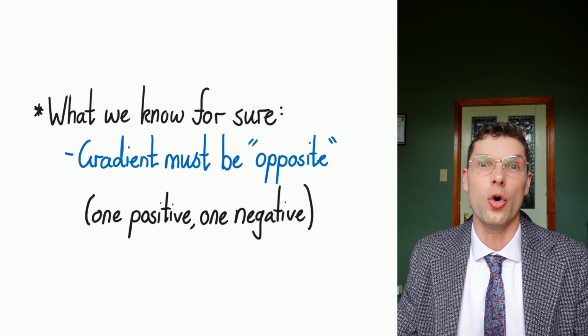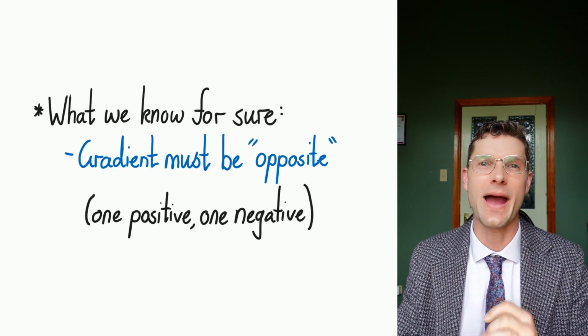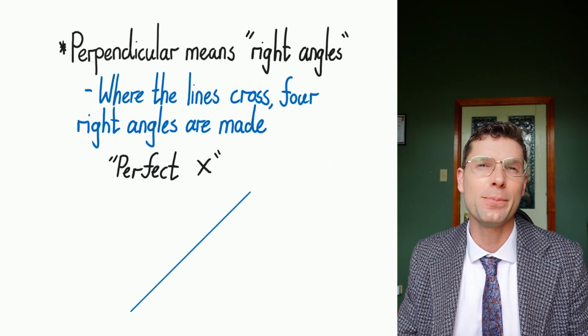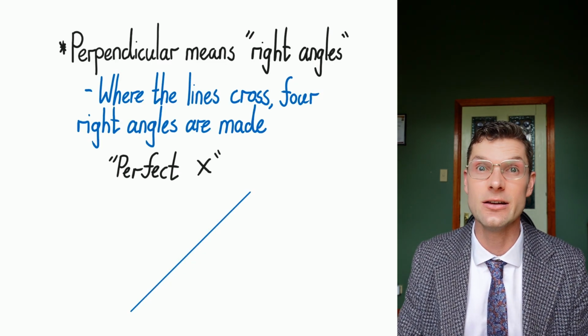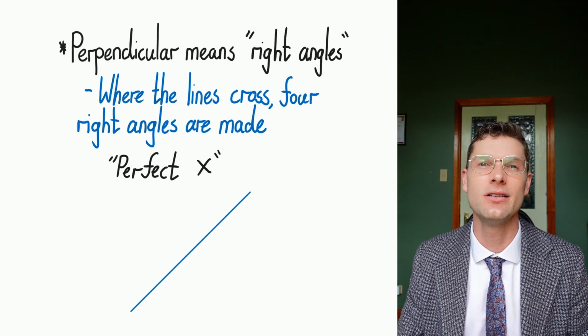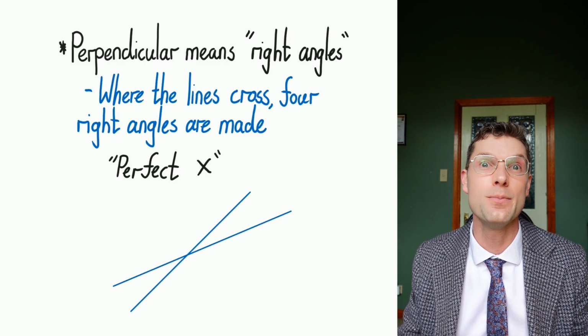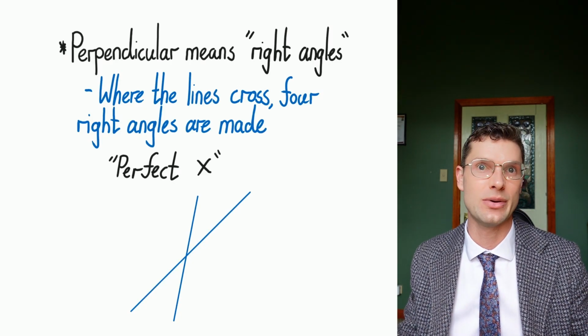What we know for sure with these perpendicular lines is that one of them is going to be positive and one of them has to be negative. If we go back up to our perfect X, if I played around with this and tried to make both of the lines have a positive gradient, so I've deleted one of them, this one's going uphill. If my other line's going uphill as well, there's no way that I can make it a perfect X. These ones all have really small angles and really big angles.